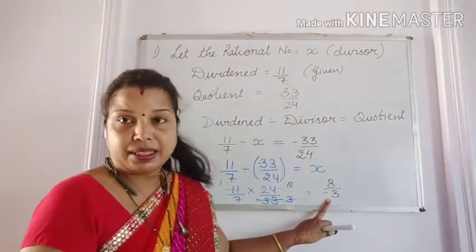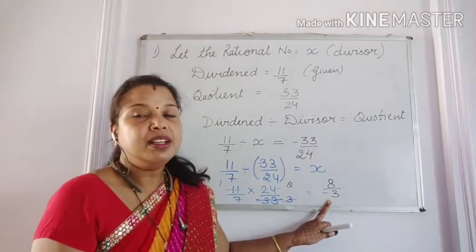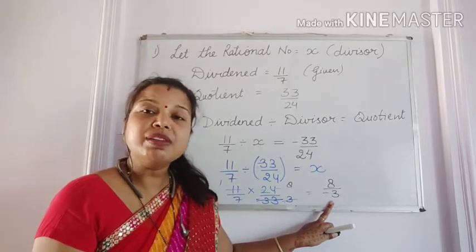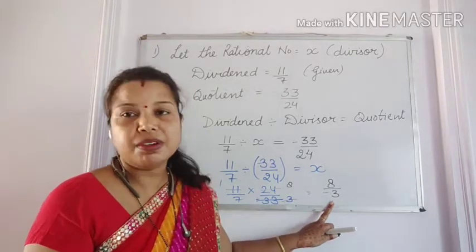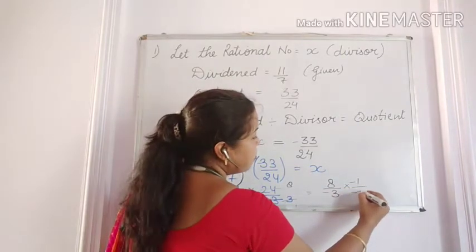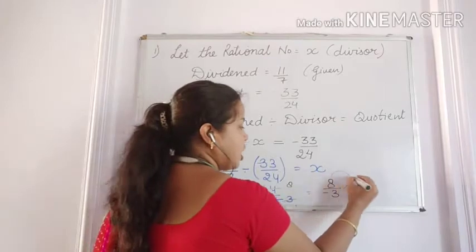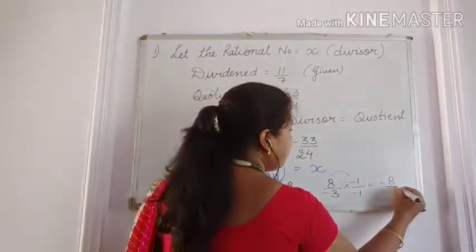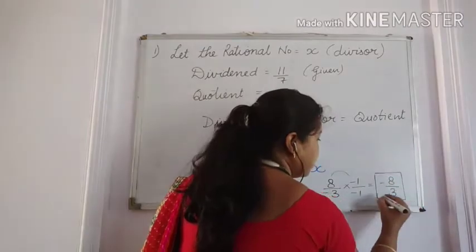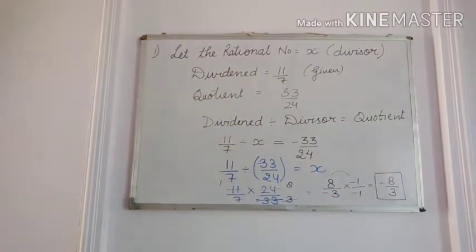Student, the minus is in the denominator. We know very well we have to convert it so that the numerator will be minus, denominator never minus. So what we will do, convert into standard form, multiply by minus 1 upon minus 1. So the answer will be minus 8 upon 3. That is your answer 1. Okay, that is the solution.